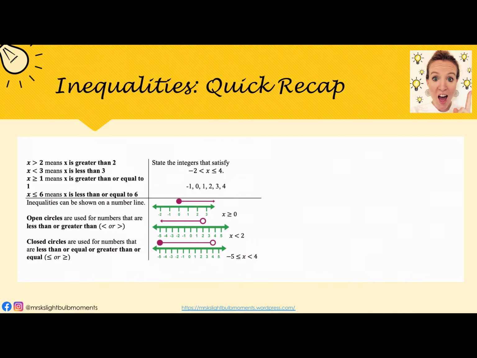We're going to recap some more of the real basic skills here, just so I know you've got them, but we're going to focus more on the complex side of things. So that's all the symbols, your greater than, less than, greater than or equal, less than or equal. And an example of stating the integers that satisfy, so using your whole numbers there. And then an example of what we've just talked about in the starter with the closed circles and the open circles and when you would use them.